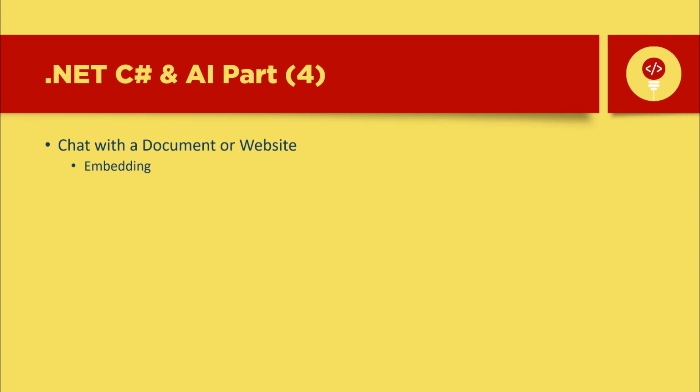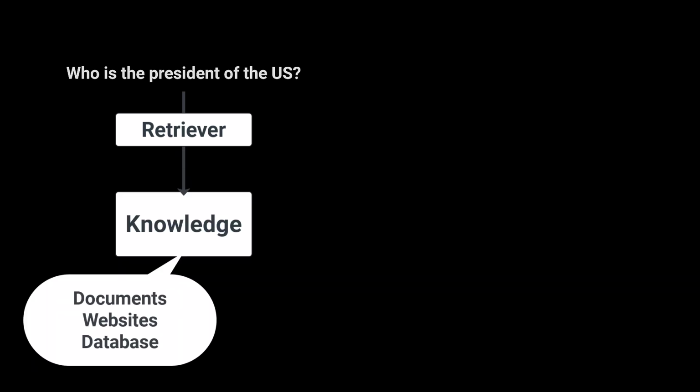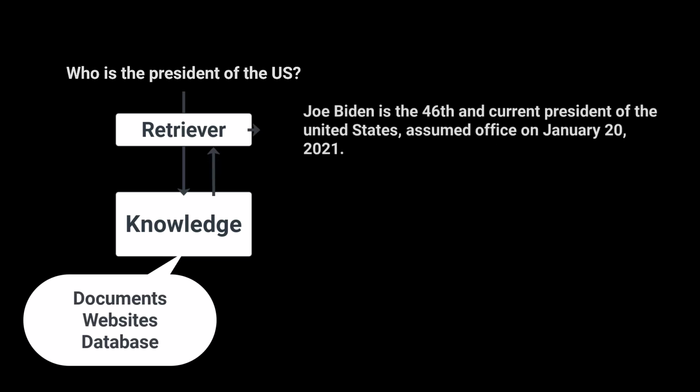Before we get started, let's talk about a concept that is central to this process, Retrieval-Augmented Generation, or RAG. How does RAG work compared to a traditional language model? Imagine you're asking the question, who's the President of the United States? When the question is asked, the retriever component springs into action. It searches through external sources, such as documents, websites, or a database, to find the most relevant and up-to-date information. In this case, it might find a statement saying, Joe Biden is the 46th and current President of the United States, assumed office in January 2021.